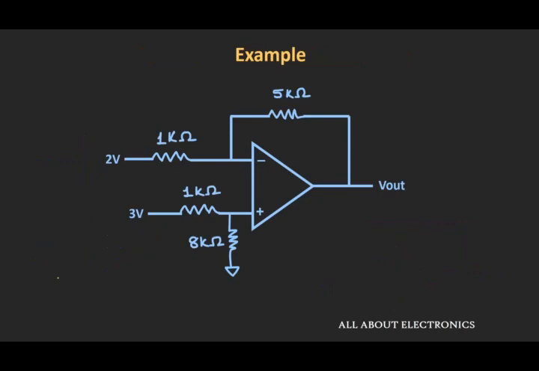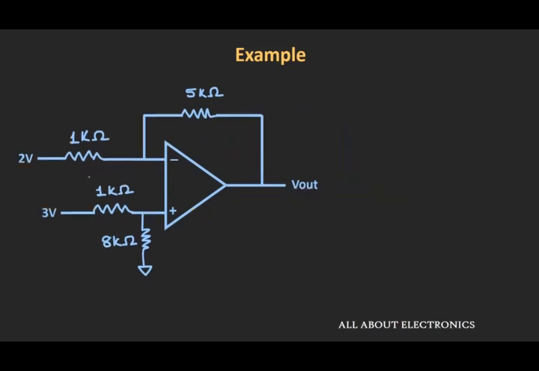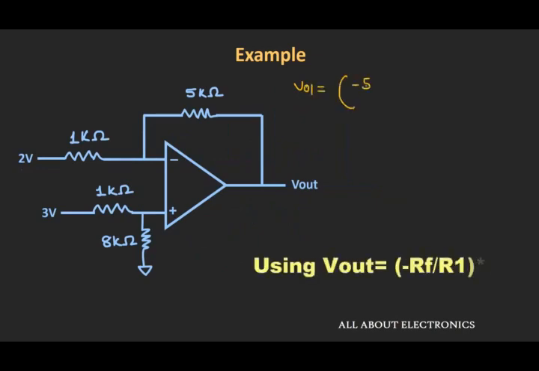So here we have one differential amplifier, and we need to find the output voltage of this differential amplifier. Here assume that the biasing voltages applied to this op amp are plus 15 and minus 15 volt. To find the output voltage, we will consider one voltage source at a time. First let us assume that this 2 volt source is acting alone. Then the output voltage, let us say VO1, will be equal to minus 5 divided by 1 times this 2 volt, and that will come out as minus 10 volt.